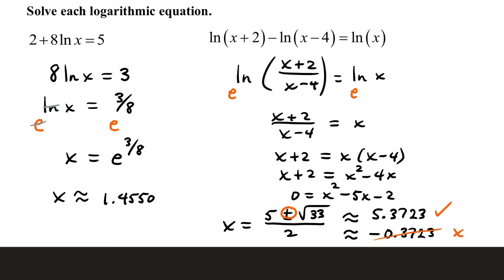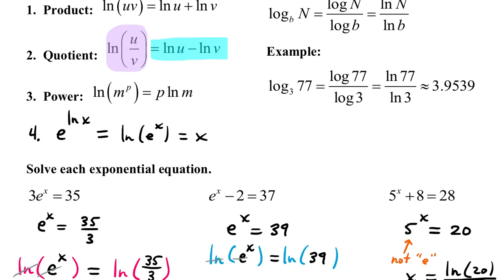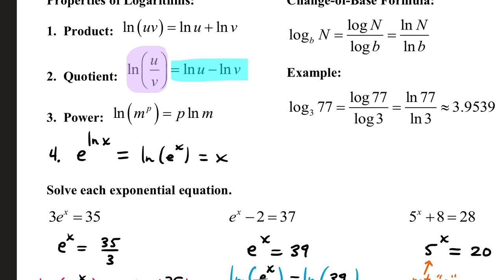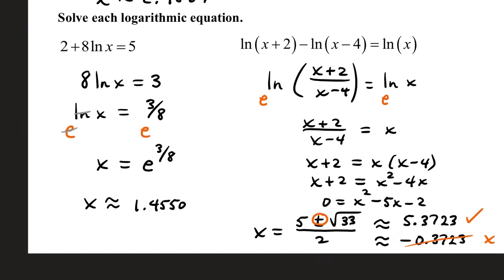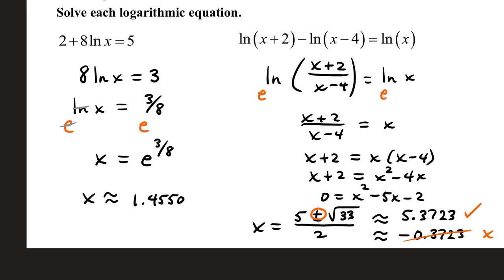I'm going to scroll back up. Property 2, the one that's highlighted, tells us that if we have 2 natural logs or any logarithms that are subtracted, we can condense that down to 1 logarithm if we make a quotient or a fraction out of their terms. So let's go back down. These 2 logarithm terms can be written as 1 natural log, but we have to write it as x plus 2 over x minus 4.